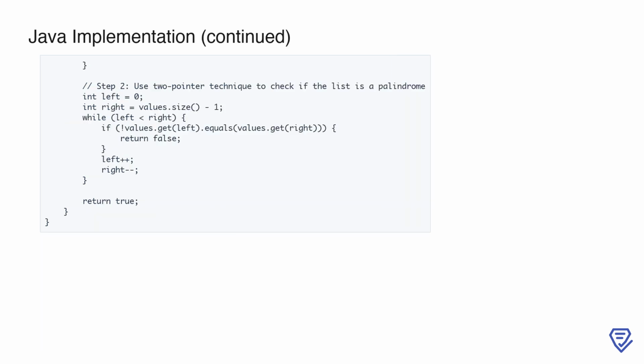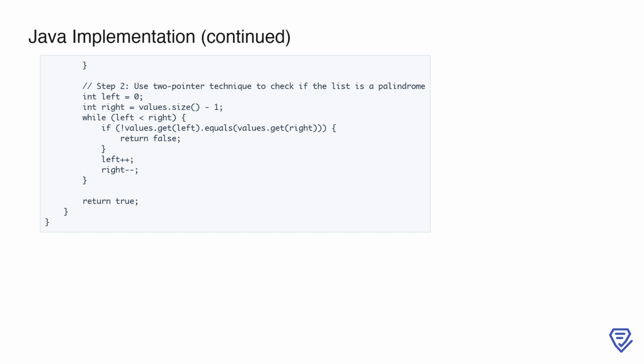Once we have all the node values stored in the array list, the next step is to use the two-pointer technique to check if the list is a palindrome. We initialize two pointers, left, starting at the beginning of the list, and right, starting at the end. While the left pointer is less than the right pointer, we compare the elements at these positions. If the values are not equal, we immediately return false, as this means the linked list is not a palindrome. If the values match, we increment the left pointer and decrement the right pointer to continue checking the next pair of values.